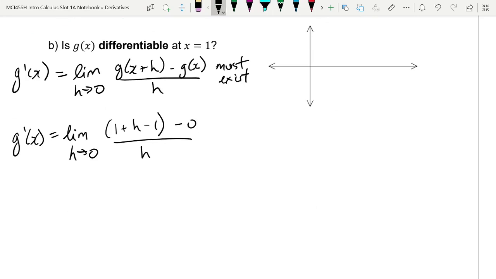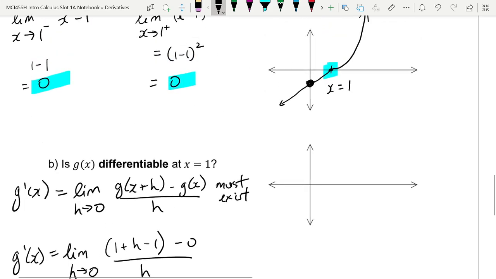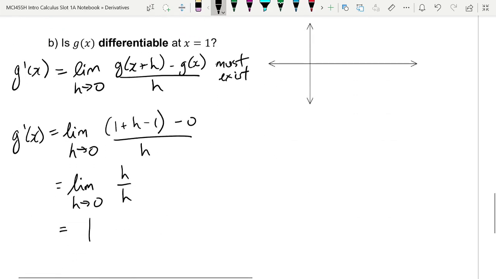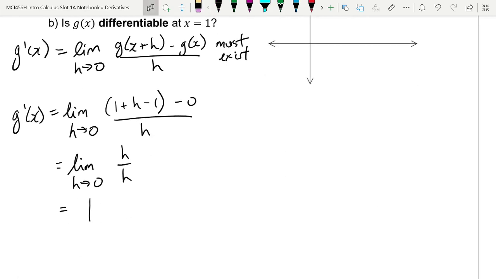And that is going to be the limit as h approaches 0 of h over h, because the 1's cancel, minusing 0 doesn't change anything. So we get a slope of 1, which we kind of knew. We could tell just by looking at it that this thing here has a slope of 1. All right, let's try it from the right now.